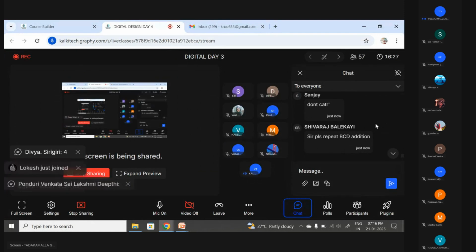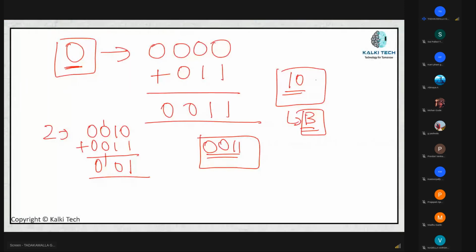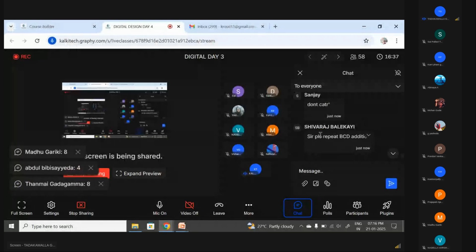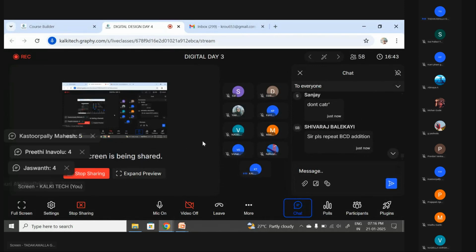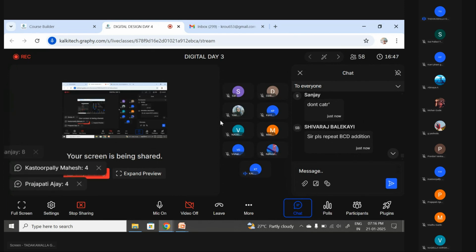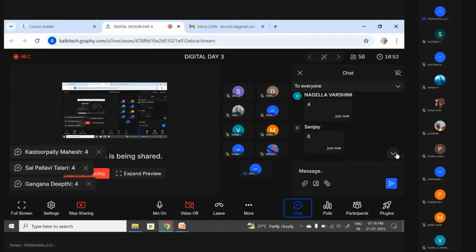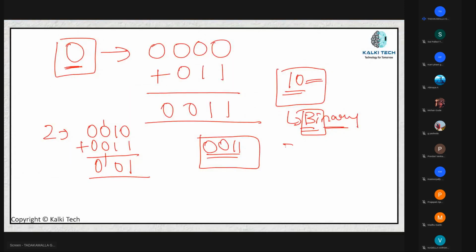If we want to represent the decimal number 10 in binary, how many bits do we need? 8 or 4? My question is how many bits are needed to represent decimal number 10 in binary? Yes, 4. That is 1010.